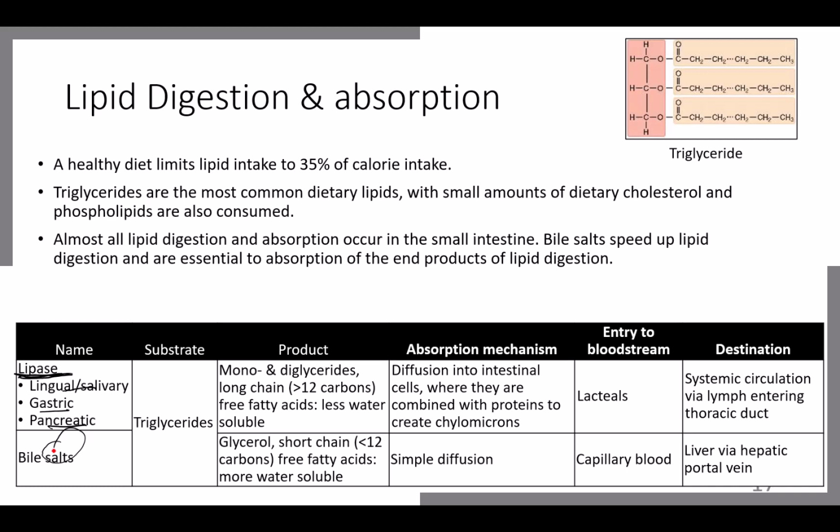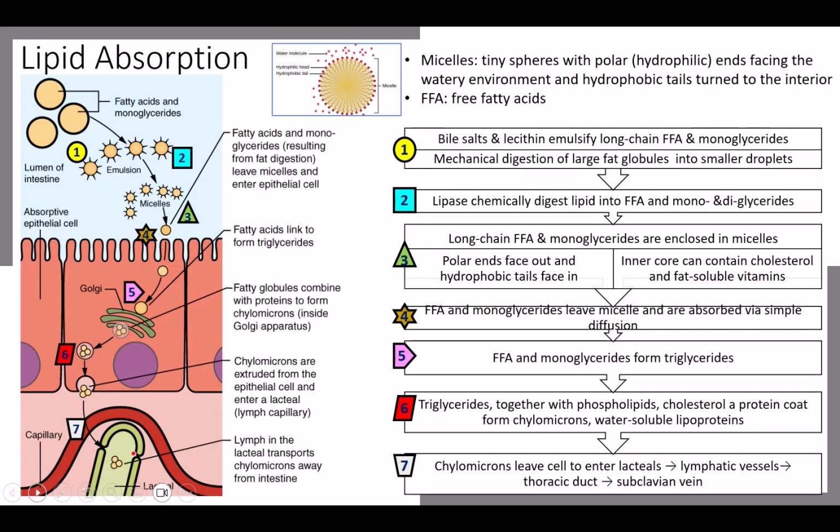In terms of absorption, it gets absorbed in the small intestine, but instead of entering the blood capillaries, it enters the lymphatic capillaries. So the absorbed lipids enter the lymphatic capillaries, into the lacteals. Let's go through this. You've got these huge fat globules that are broken down mechanically by bile salts through a process of emulsification into smaller fat globules.